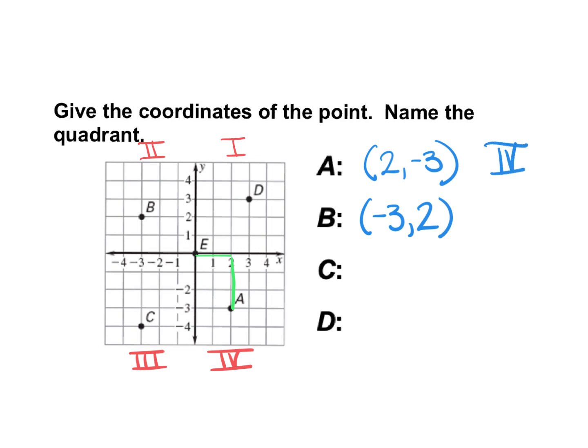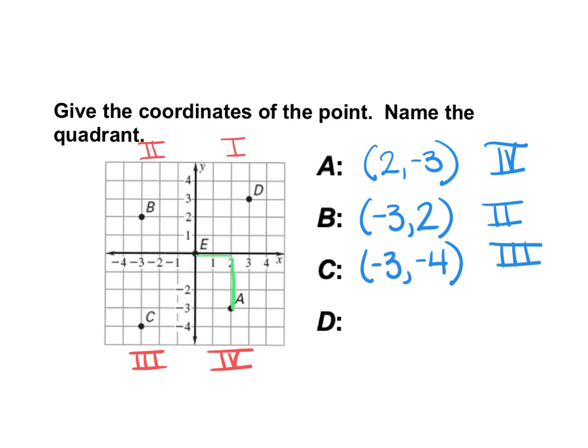And the quadrant for B is quadrant number 2. All right, let's take a look at letter C. So we're walking -3, and then we're going down 4. So we have -3 for our X, and then we're going down 4 for our Y. And then take a look at what quadrant that is. And notice that that is in quadrant number 3.